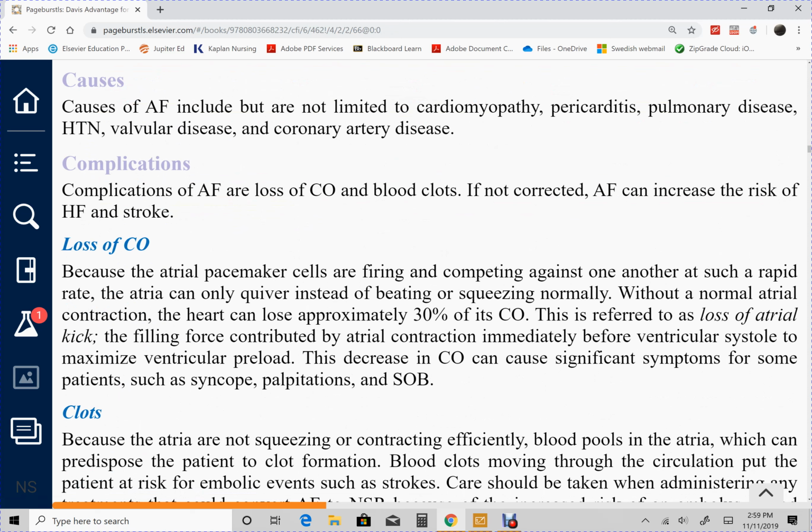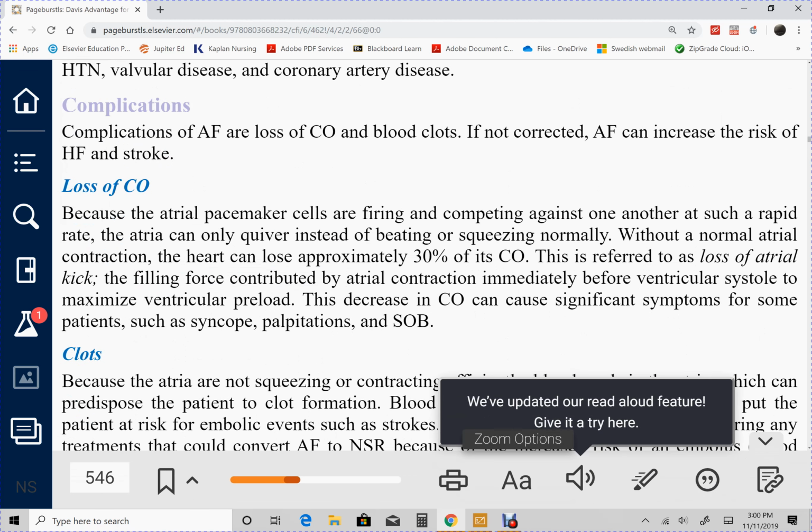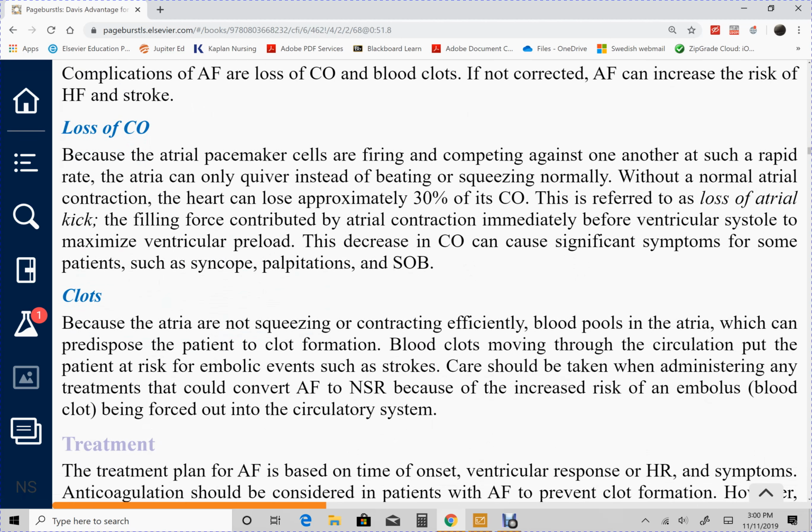The most dangerous complications of AFib are two. One is loss of cardiac output. If this doesn't kill the patient, the other one will, which is clots. Clots here, of course, will either cause an MI, or more commonly, if it doesn't lead to a PE, then the patient will die from a stroke.